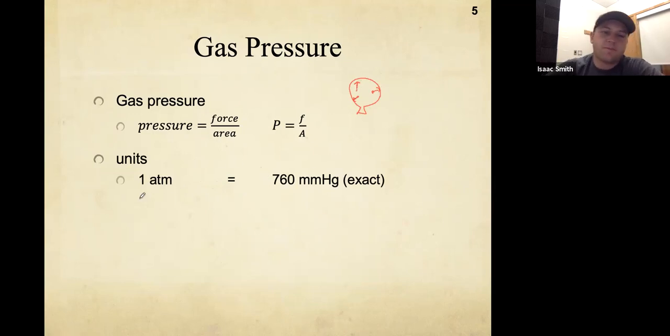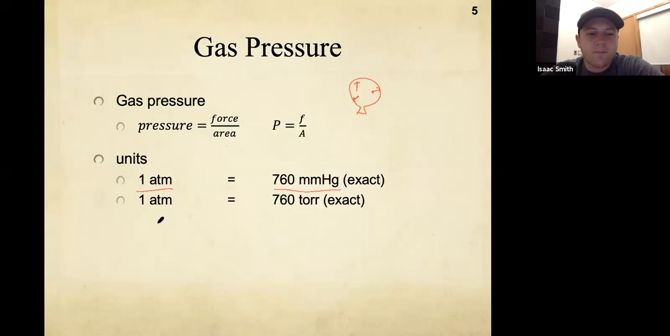So, units for pressure. 1 atmosphere is basically the pressure at sea level, so everything's kind of standardized to that. This is 760 millimeters of mercury, which we'll talk about in a couple of slides. 1 atmosphere also equals 760 torr. Torr is kind of just another name for millimeters of mercury. It's shorter, easier to say. You can tell from this that 1 millimeter of mercury equals 1 torr, okay?